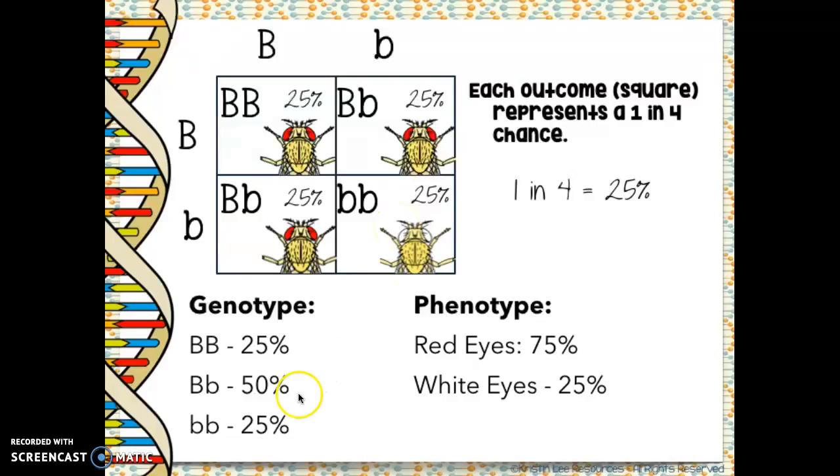So a quick way to check that that's correct is that this should always add up to 100%, and in this case it does. Then over here we're going to list the phenotypes. What could this offspring look like? So it's either going to have red eyes or white eyes, and when we look, 3 of these boxes result in red eyes, so that gives us a 75% chance, and 1 box represents white eyes, so that's 25%. Again, we double check. This does add up to 100%, so that's a good sign.